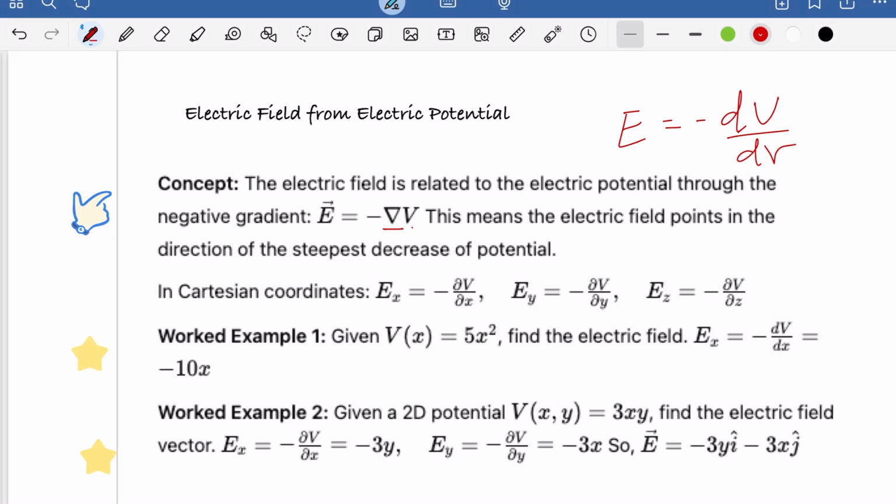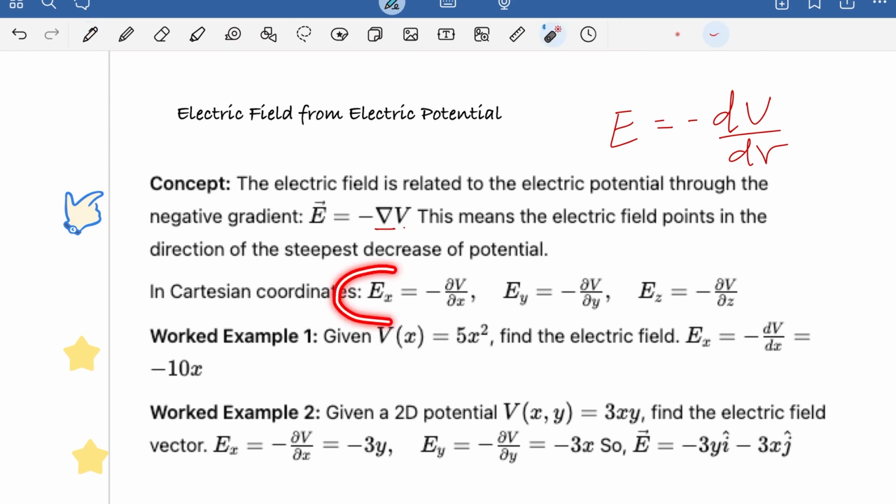Well, in Cartesian coordinates, this is what it means. The electric field in the x direction is minus ∂V by ∂x. In the y direction, likewise minus ∂V by ∂y, and the z direction. The example should make it clear. So if you are given a voltage as a function, 5x squared, and you're asked to find the electric field along the x-axis, all you got to do is minus dV by dx, use calculus, and you get minus 10x, right? 5 times 2, 10x.